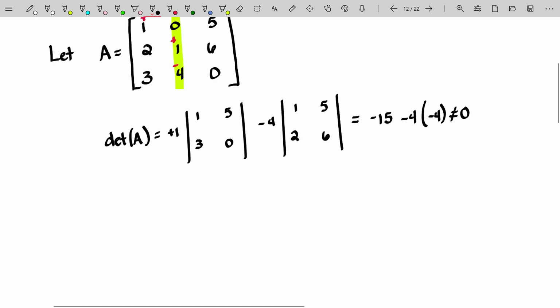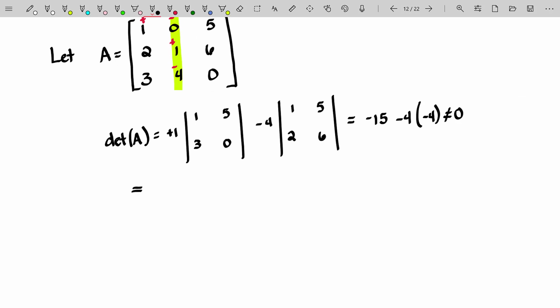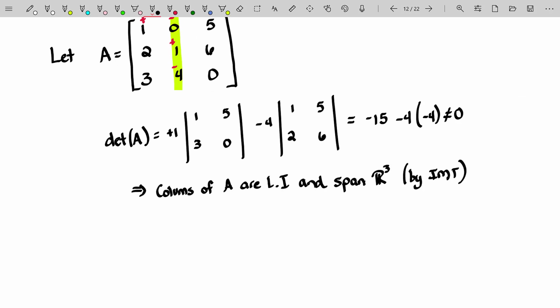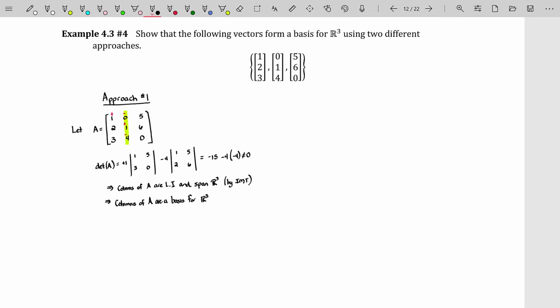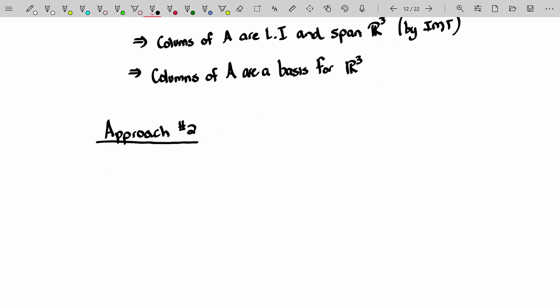As long as the determinant's not 0, that will imply that the columns of A are linearly independent and span R cubed by the invertible matrix theorem, which implies the columns of A form a basis for R cubed. That is honestly the easiest approach. But I did ask you to use two different methods to show that these vectors form a basis for R cubed. So another way that you can do this is more rudimentary.